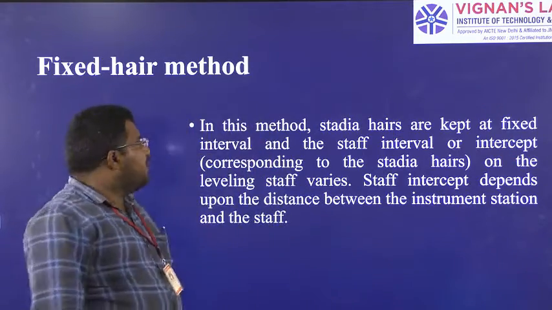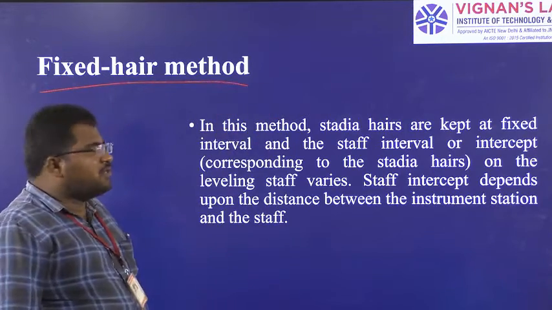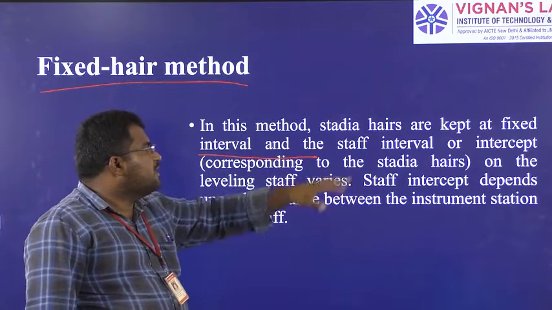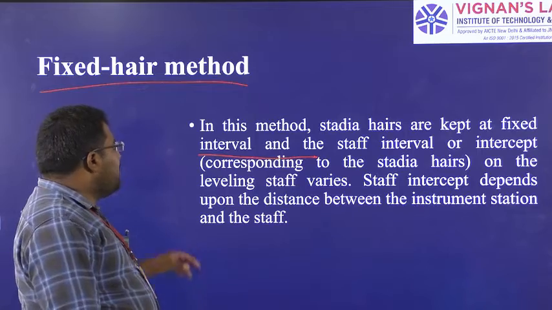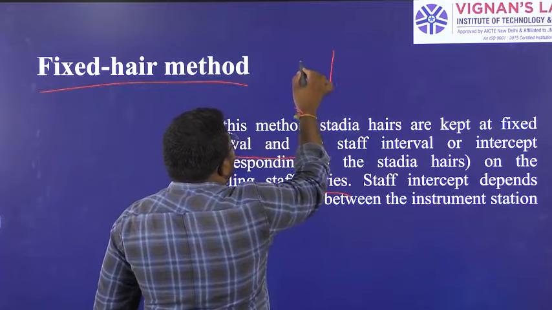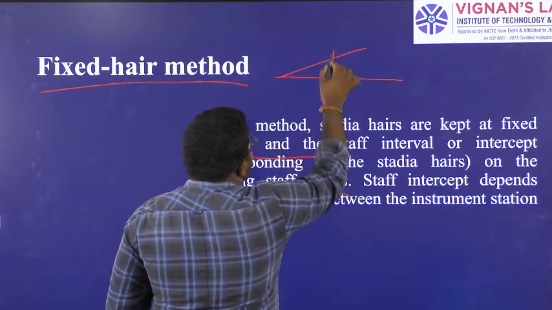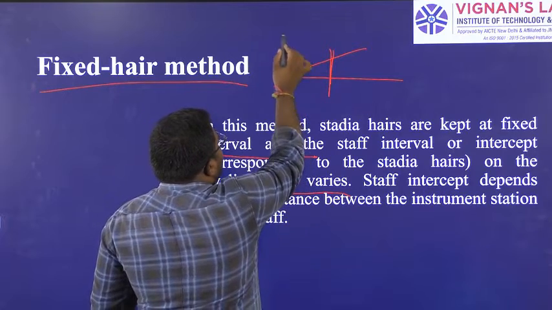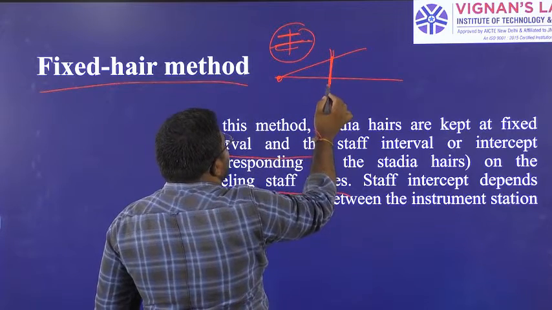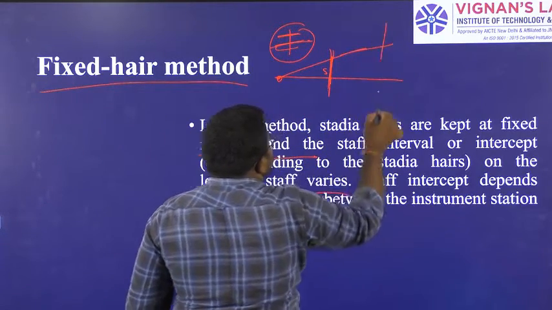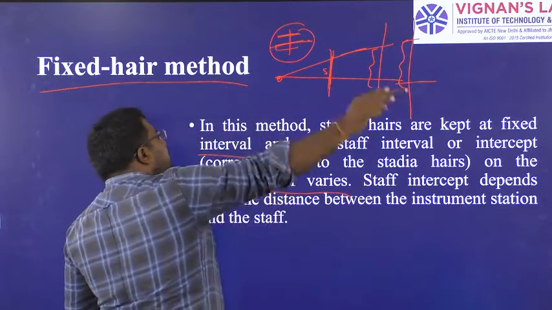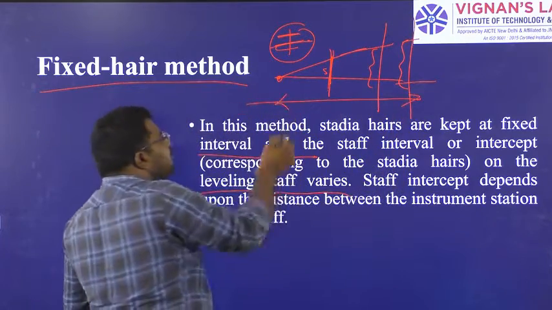Now we will see the fixed hair method, and how it is going to work. In this method, the stadia hairs are kept at a fixed interval, and the intercept on the leveling staff varies. If you have the instrument here, our lens has the fixed stadia diaphragm. If you keep the staff near, you will get a very small value. If you move further, you will get more value, and still further, still more. As you move away from the instrument, you get larger values.